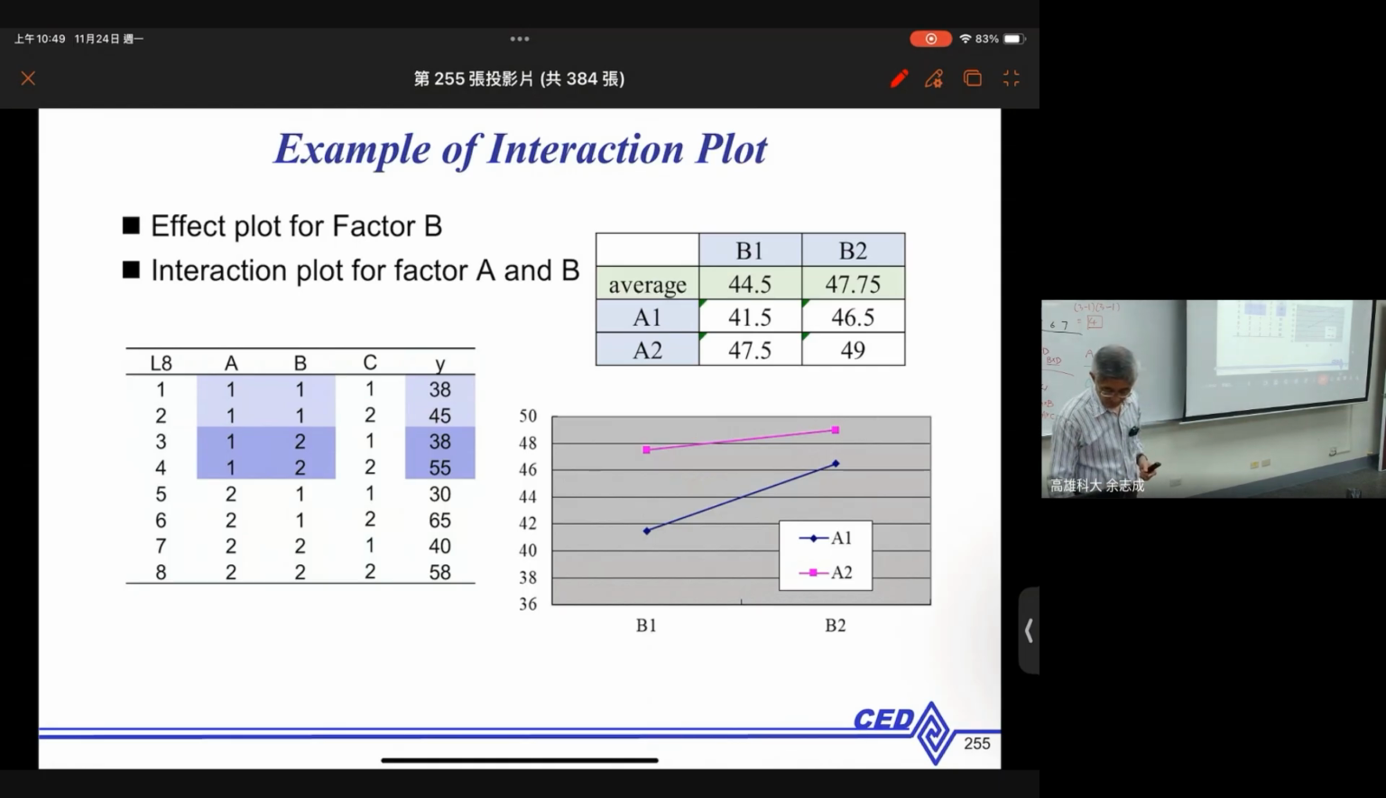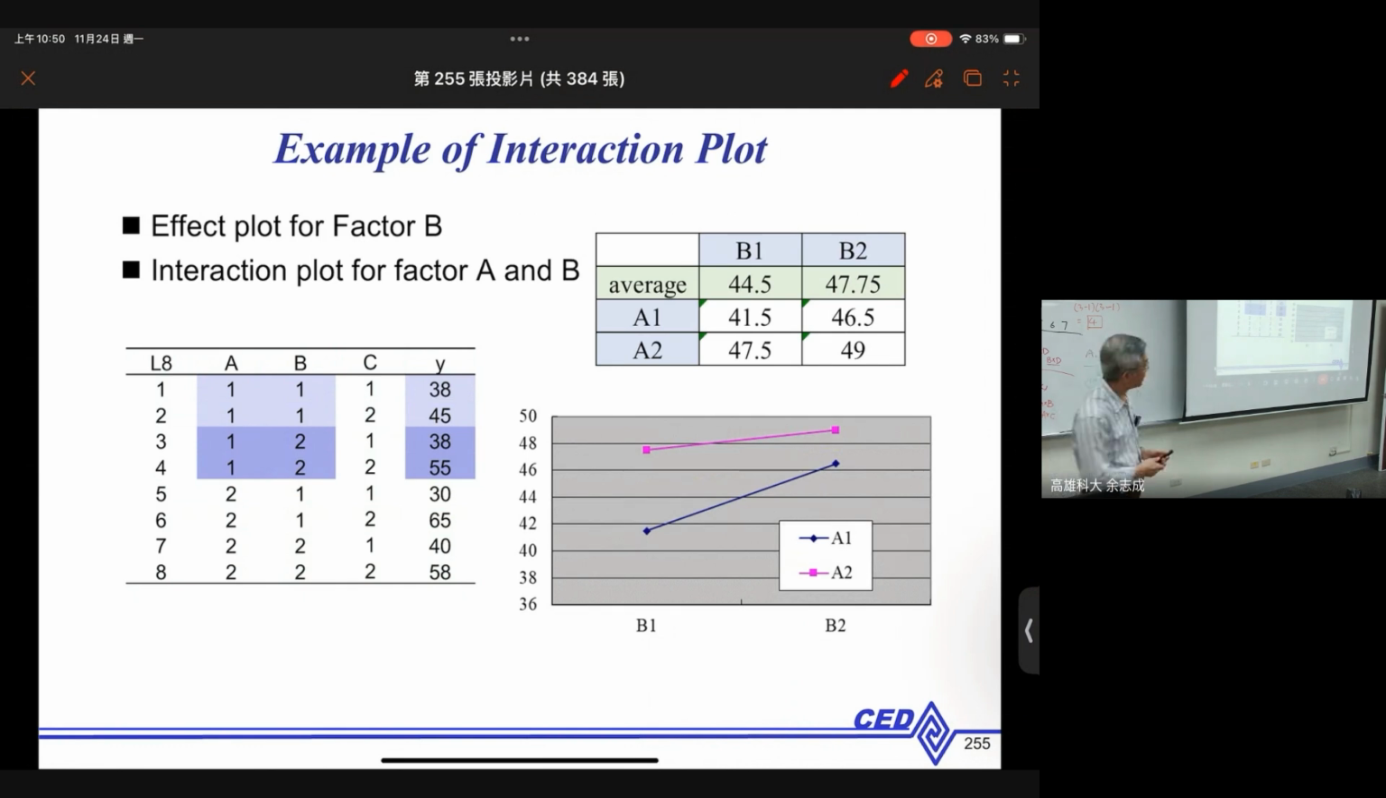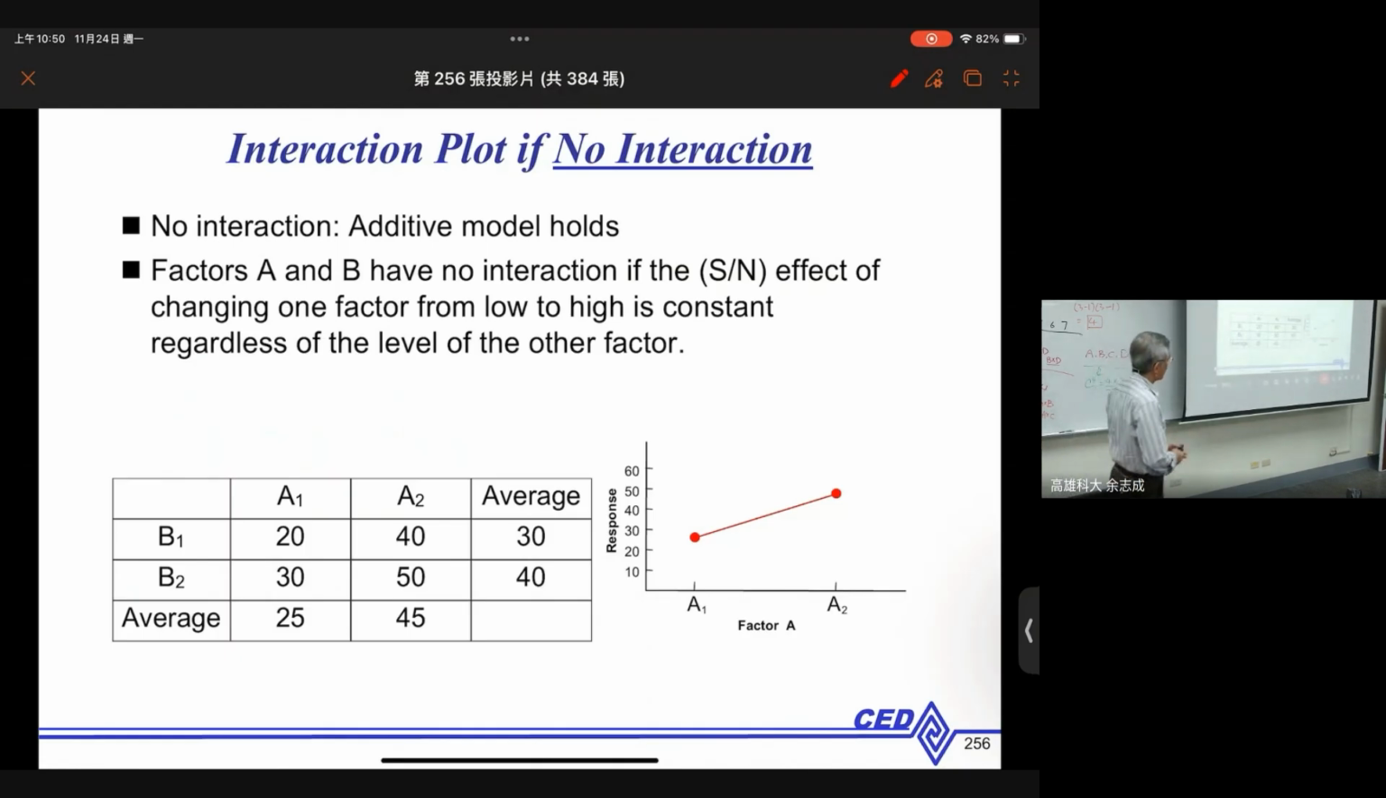Okay? And here, if you draw the average of B1, B2, this is the effect plot of B1, B2. And you will find out that B1, B2 is actually in the middle of these two lines. Or we should say that this interaction plot splits the effect plot of B1, B2 into two lines. The first line is when A is in A1. The second line is when A is in A2. So there will be some relationship between these two. So let's look at this curve.